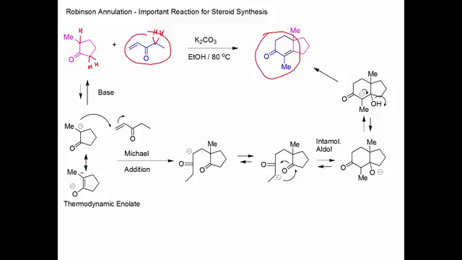This enolate here is a more substituted alkene than the other one. Okay, so that's a tri-substituted double bond. The other one here is a tetra-substituted double bond. So this is more stable. Okay, the enolate is now going to undergo a Michael addition to provide the product here.